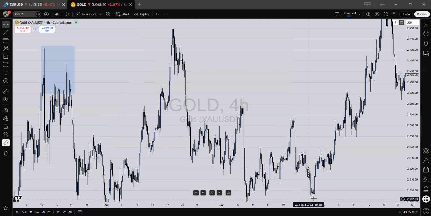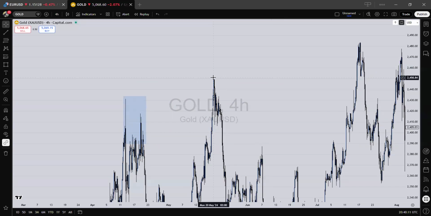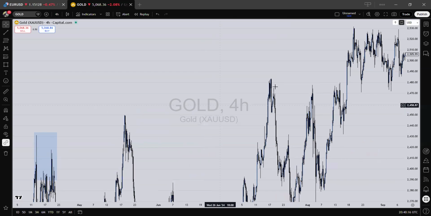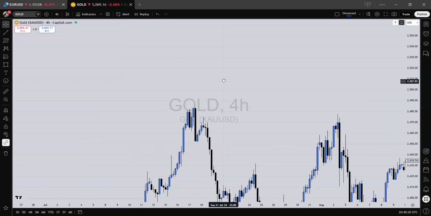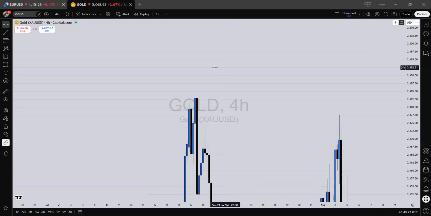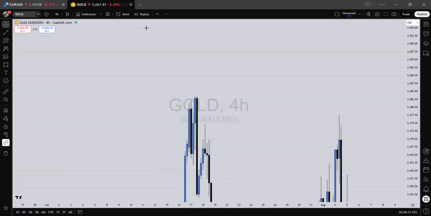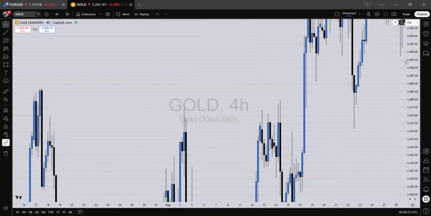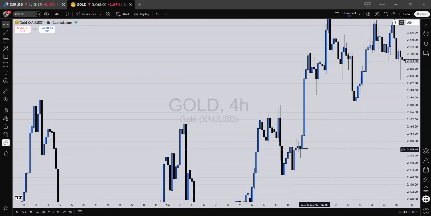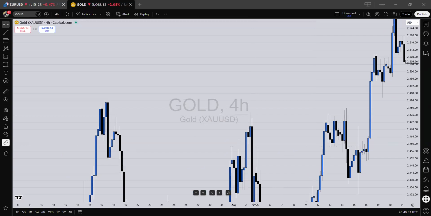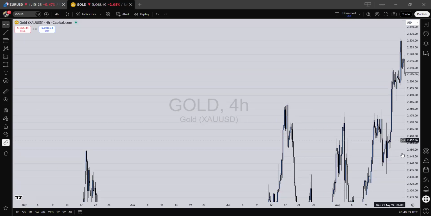Now, look at this. This retraced from 2450. This retracement, where did it start from? 2480 zone. Look at it, 2480 zone. So that is why I decided that there's something peculiar about this zone.